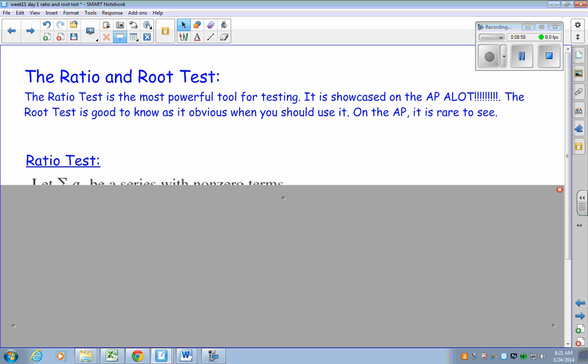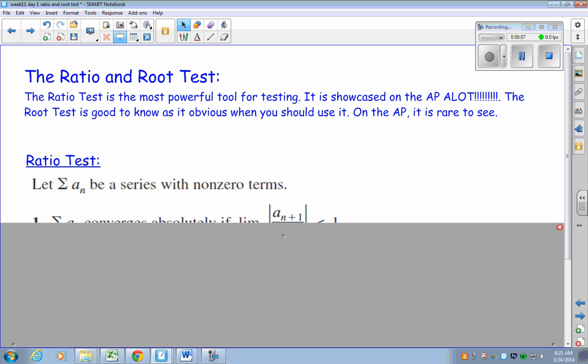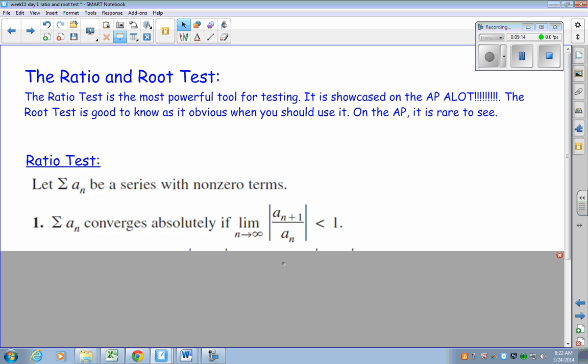And here's what the ratio test says. If you have a series with non-zero terms, okay, key thing, non-zero terms, then it will converge absolutely if the limit as n goes to infinity of the next guy over the current guy, all in absolute values, is less than 1. So if that ratio, hence the test, is less than 1, it converges absolutely.